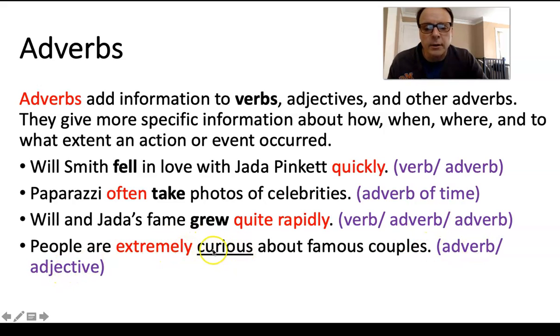So how they're curious? They are curious, and in this case, extremely curious. Curious is an adjective, right? It's telling how people are. And so in this case, the adverb is actually modifying an adjective. And you'll see that there's an ly here.